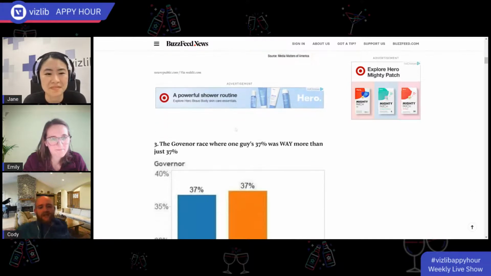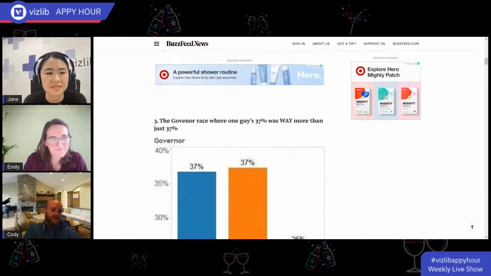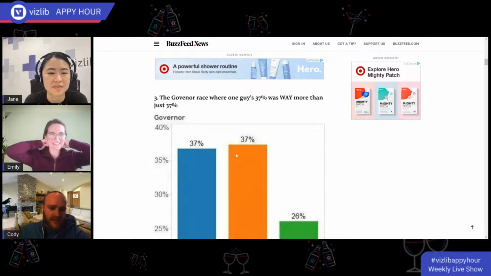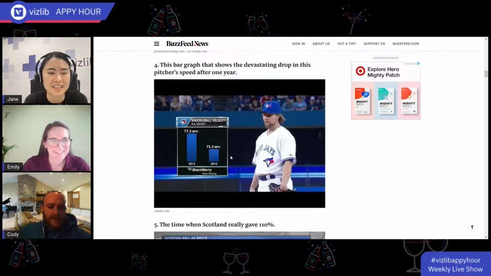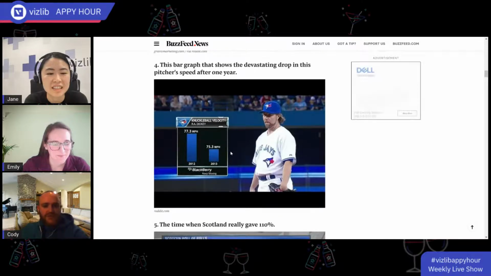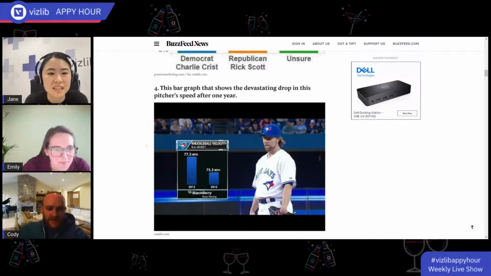These next two again have relative value. This one is honestly more of a dirty data example than anything else. These two are both 37%, but somehow one bar is higher than the other. And then this one too, so this one wasn't in the news. This is actually in a baseball game.